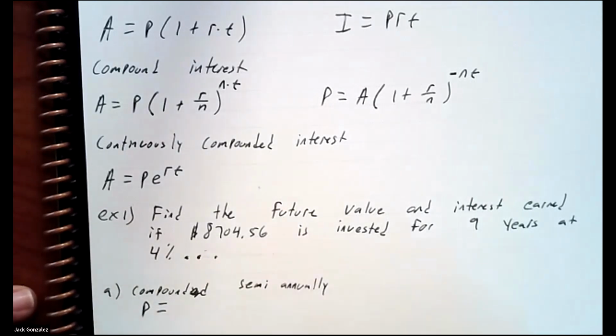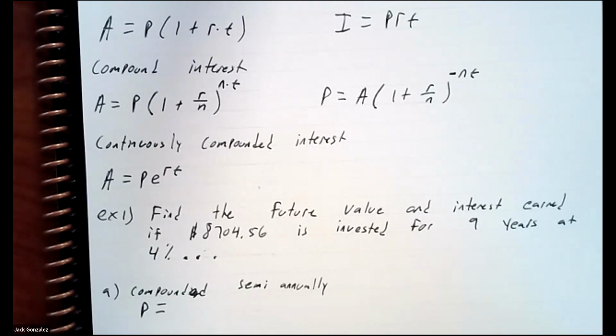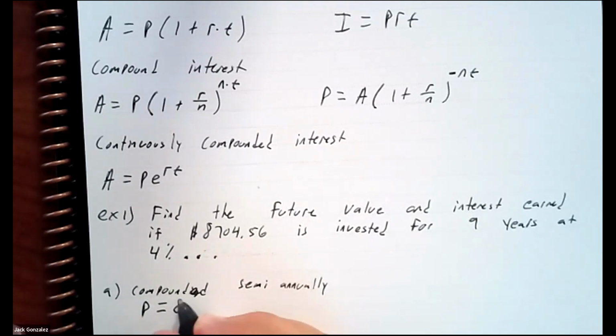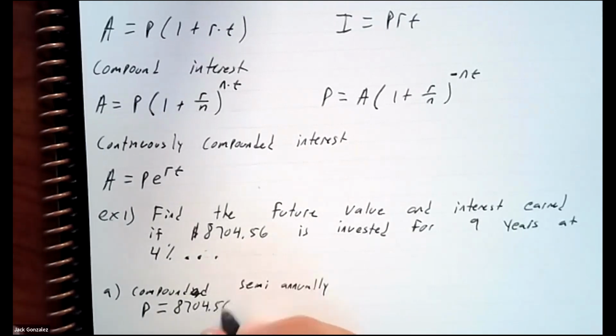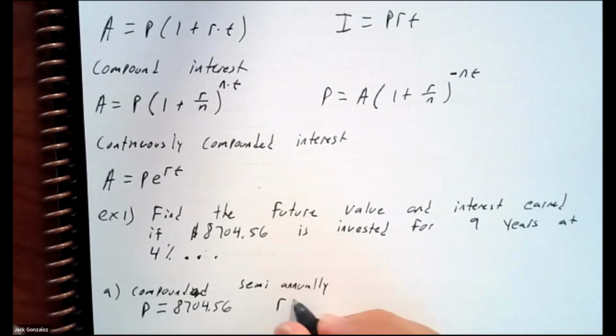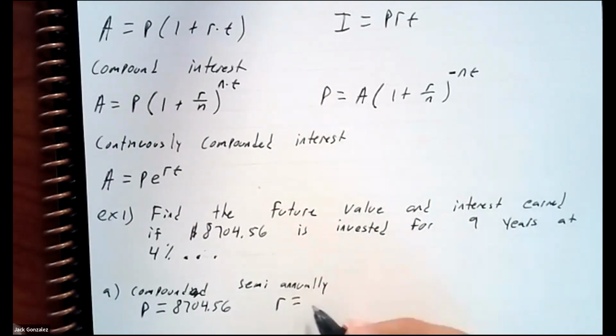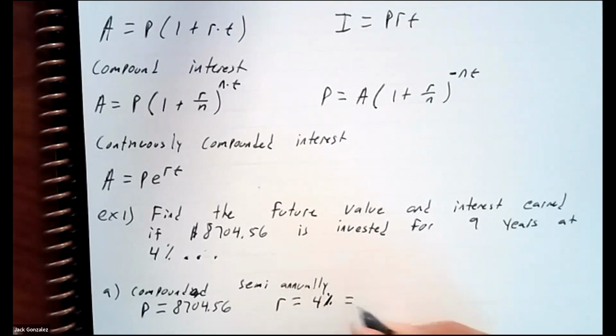What is the principal in this case? The principal is what you're putting in, what you're saving, investing, the money you started with. The rate is 4%. But we cannot use a percent inside a formula. What is that as a decimal?